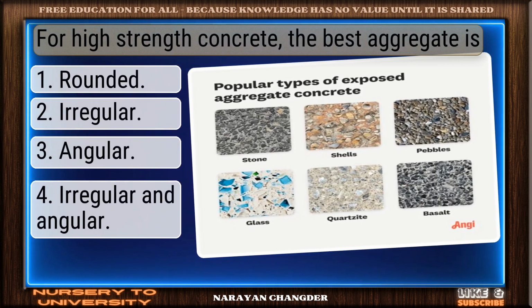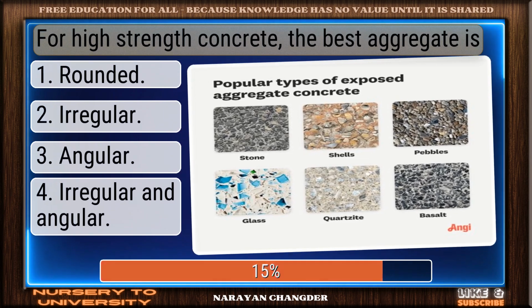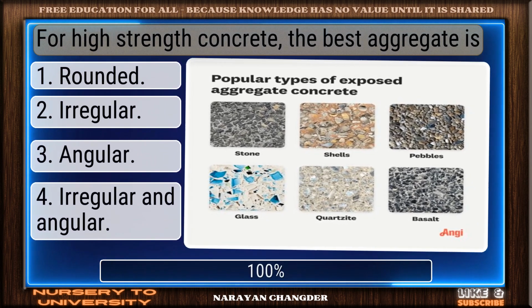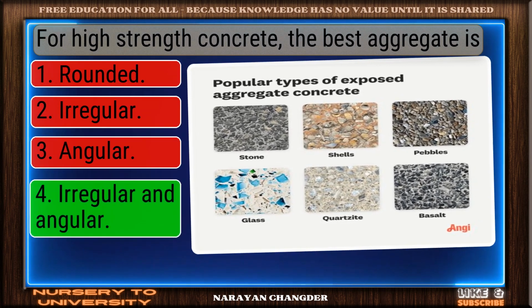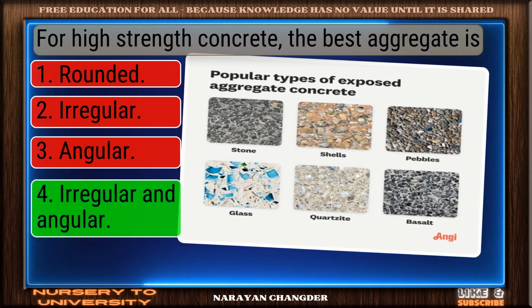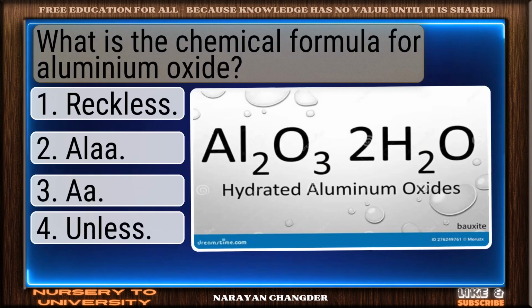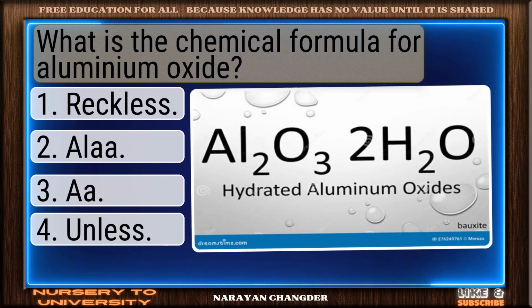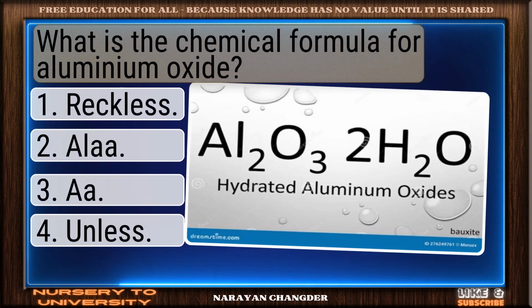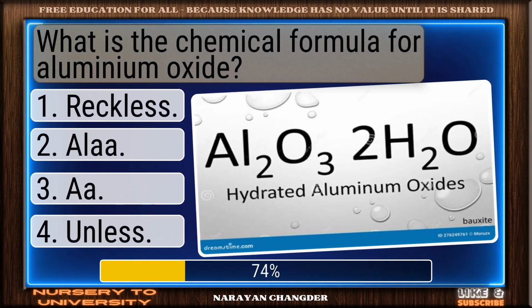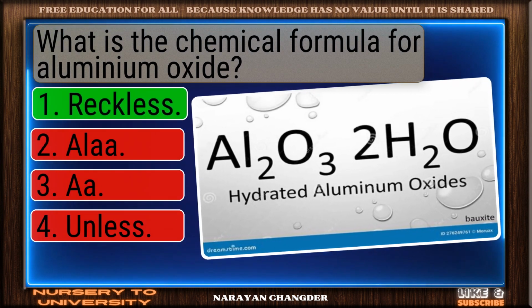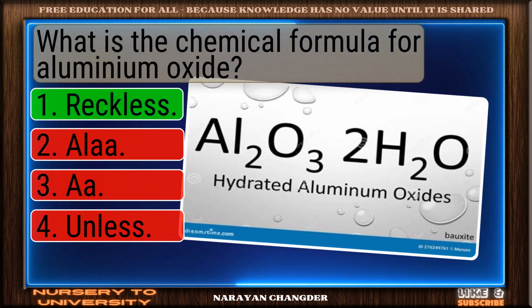For high-strength concrete, the best aggregate is. Correct response. Irregular and angular is the most accurate answer. What is the chemical formula for aluminium oxide? Well reasoned. Reckless is the correct choice.